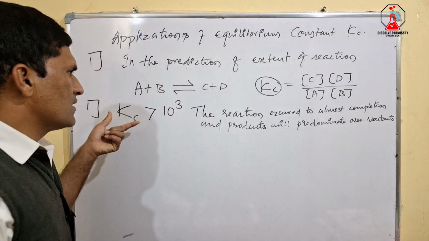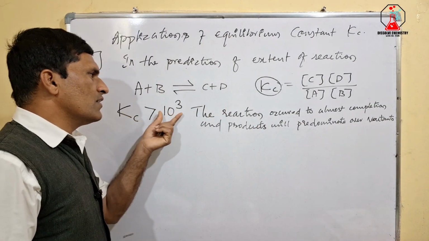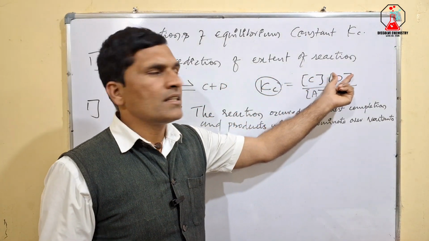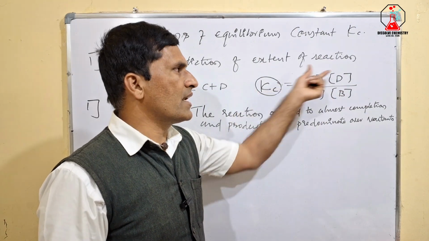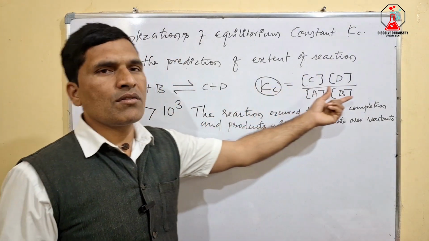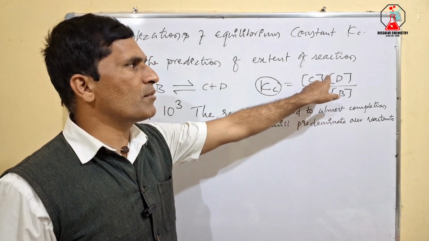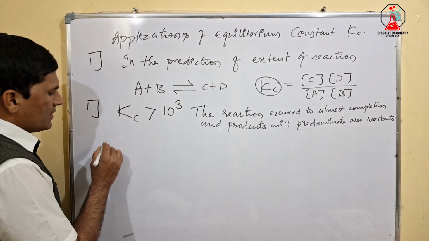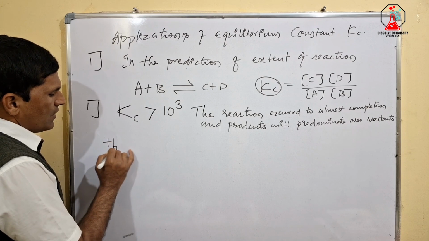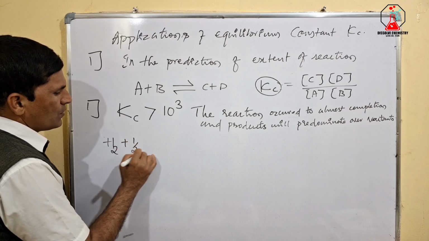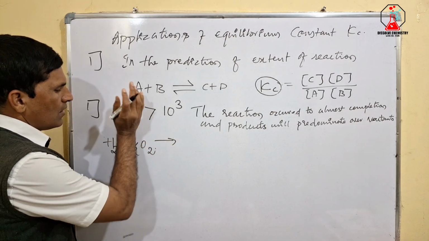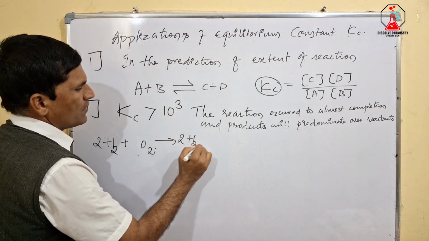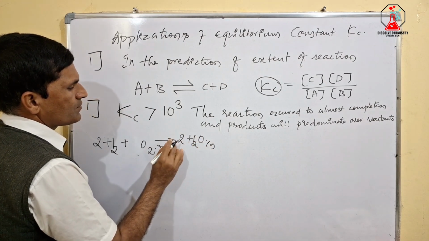So when the equilibrium constant Kc value is greater than 10 to the power 3, the concentration of the products is high, because Kc is directly related to the products and inversely related to the reactants, as products appear in the numerator and reactants in the denominator. For example, we will take the combination of 2 moles of H2 plus 1 mole of O2 to give H2O reversibly.